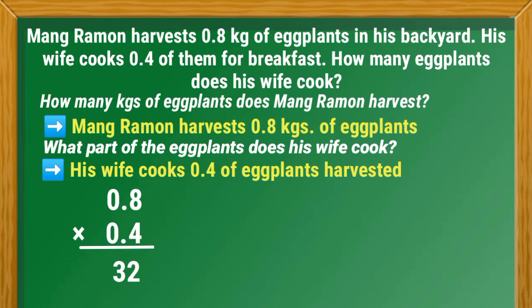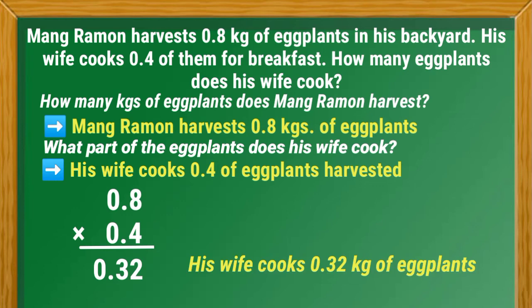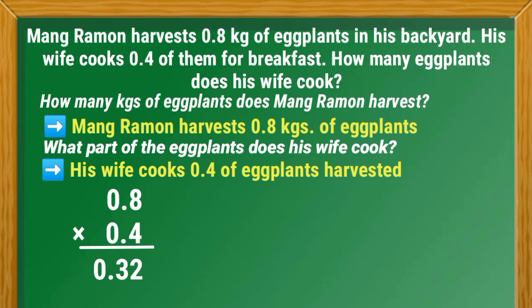So, let's count 2 decimal places from the right going to the left. So, that is 0.32. But remember, we have to write 0 after the decimal point to indicate that there is no whole number. So, this will be 0.32 or 32 hundredths. So, the final answer is, his wife cooks 32 hundredths kilogram of eggplants.